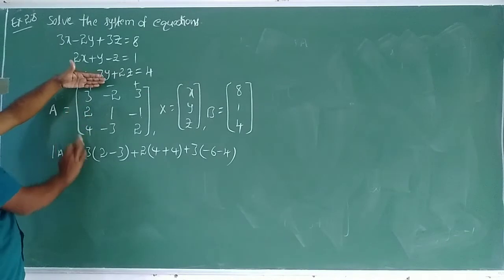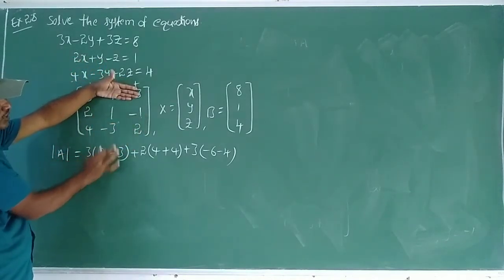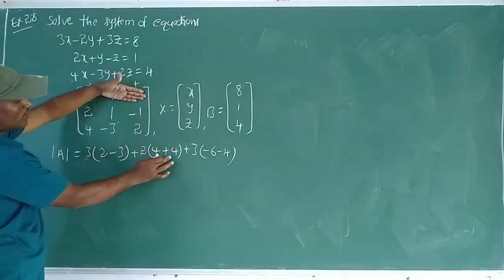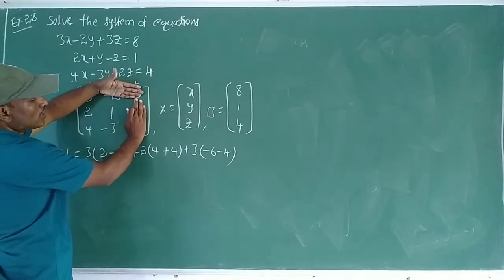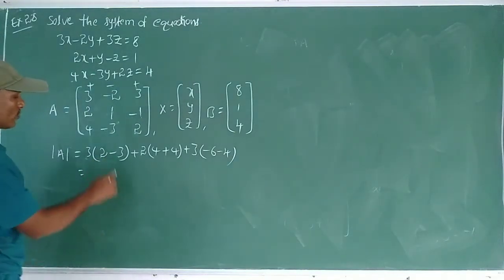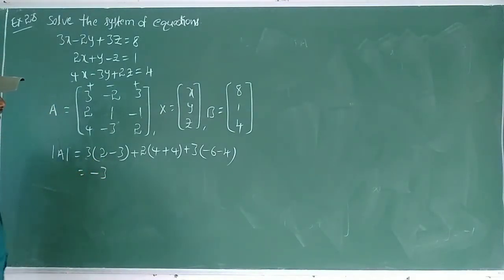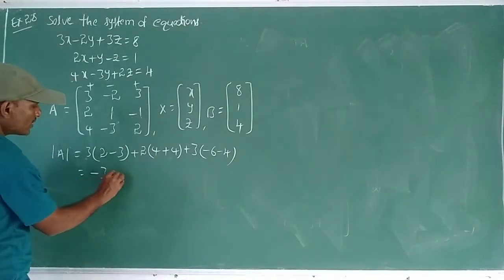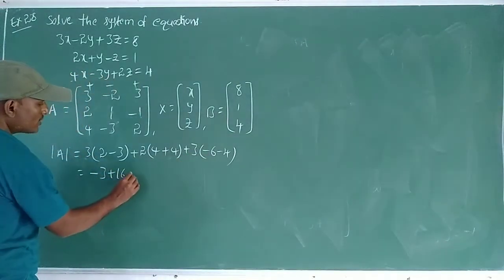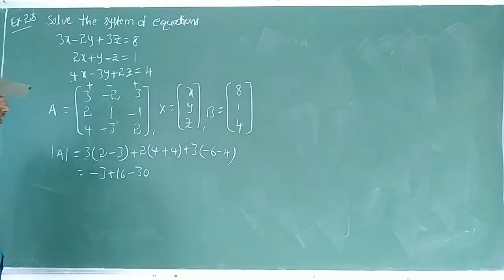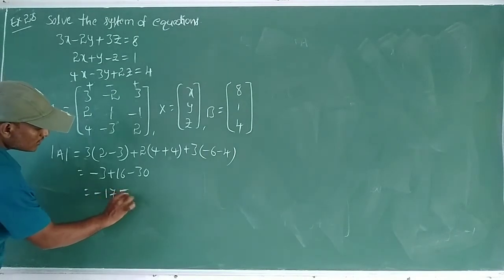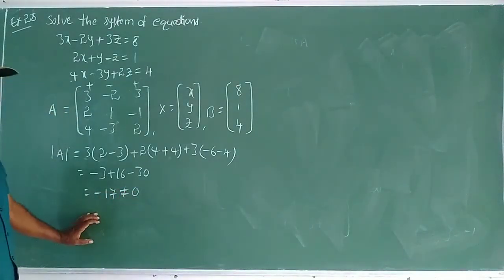First row: 3 into the first row, first column closed, remaining cross multiply. Minus into minus, plus 2, first row, second column closed, remaining cross multiply. Next, plus 3 into first row, third column closed, remaining cross multiply. That equals 2 minus 3, minus 1. Minus 1 into 3 is minus 3. Next, 4 plus 4 is 8, 8 into 2 is 16. Minus 6, minus 4, minus 10. Minus 10 into plus 3 is minus 30. Minus 33 plus 16, minus 17, is not equal to 0.